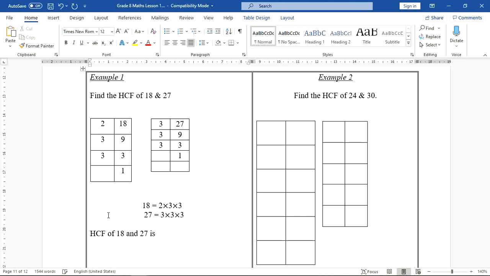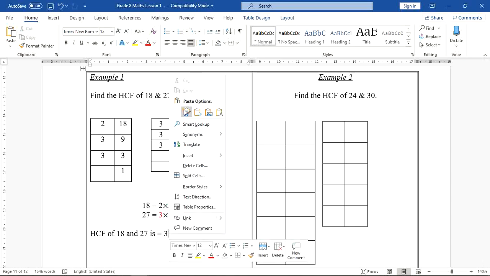Okay, now as you can see, the 18 has a 2 as one of its prime factors, but 27 does not. So that we cannot write down. But this one has a 3, I'm going to make it red, and 27 also has a 3, so they will combine and make up one 3, right? Then we multiply that. Allow me to copy this sign, paste. Then we move on to the next one.